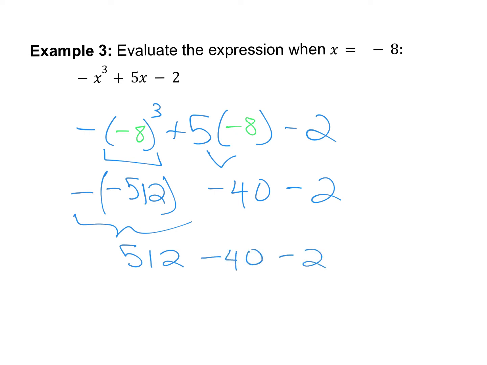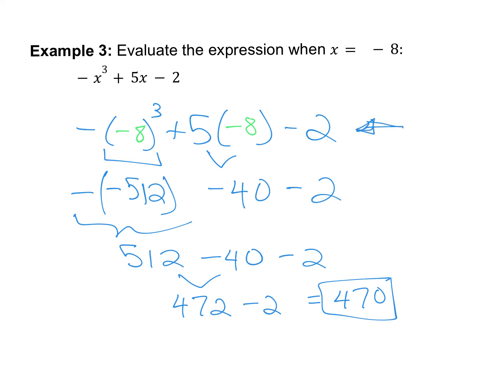And so then again, I'm going to subtract working from left to right. So 512 minus 40 is 472. And then 472 minus 2, 470.